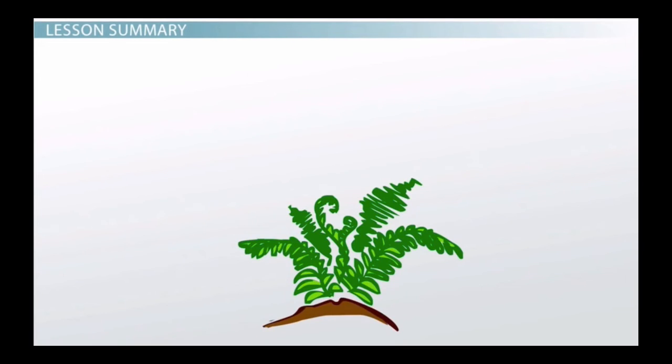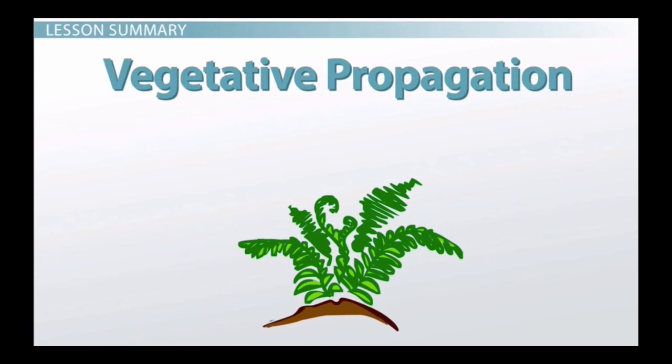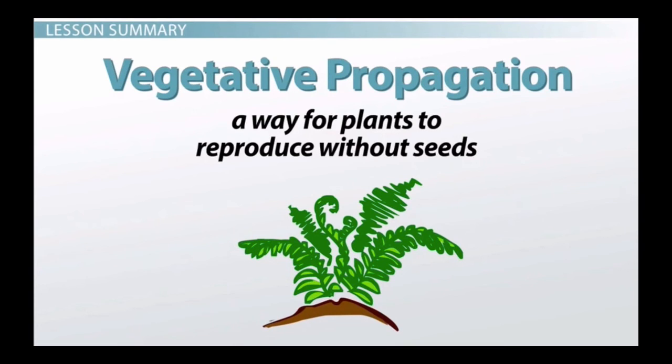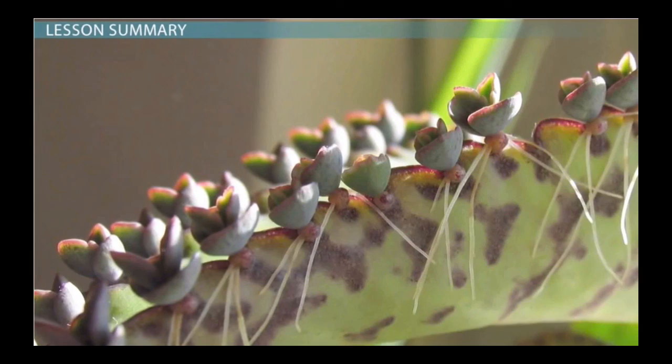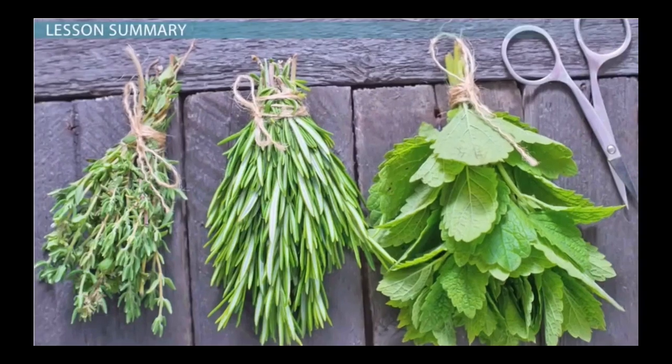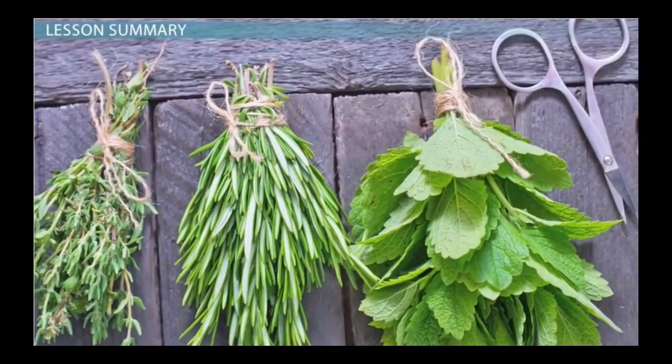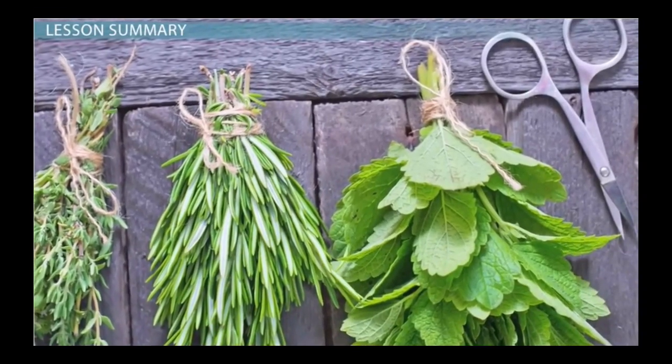We also learned that vegetative propagation is a way for plants to reproduce without seeds. With vegetative propagation, a new plant grows from parts of the original plant. One way to achieve this is by taking a cutting of a plant and placing it in the soil so it can develop roots.